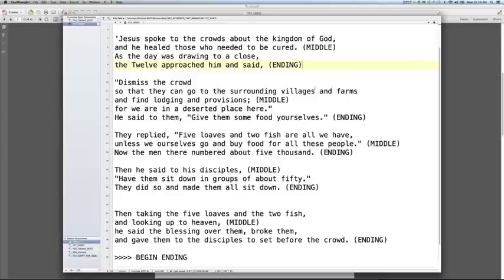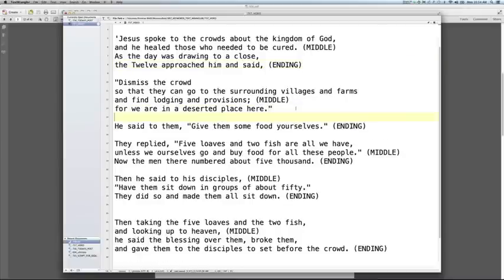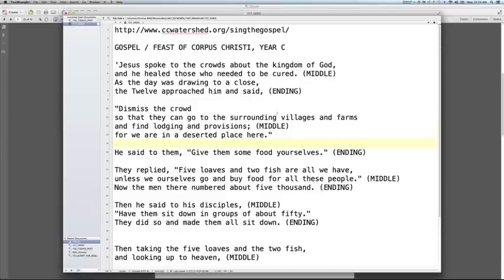Dismiss the crowd so that they can go to the surrounding villages and farms and find lodging and provisions, for we are in a deserted place here. He said to them, give them some food yourselves. Okay, so that obviously doesn't work. That's distorting the meaning of the text. So we need to change that.